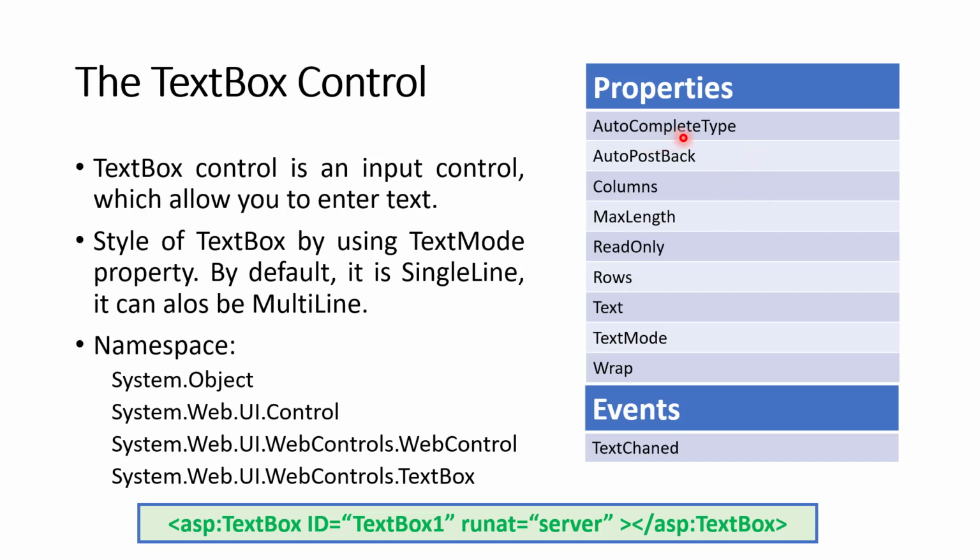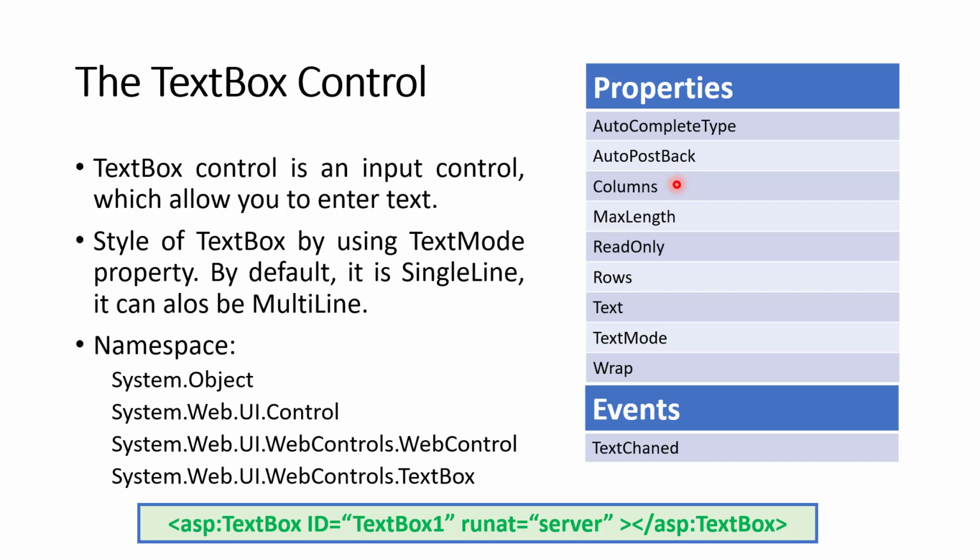Among these, first is AutoCompleteType. It is used to obtain or set a value that indicates the autocomplete behavior of the text box control. Next is AutoPostBack. It is used to obtain or set a value that indicates whether or not an automatic postback to the server occurs when the text box control loses focus.